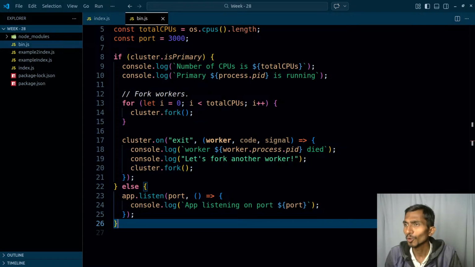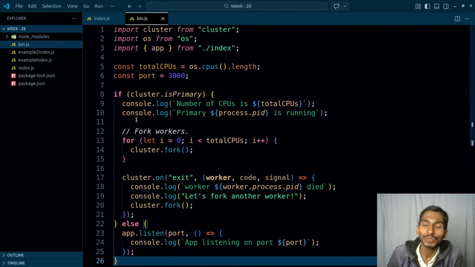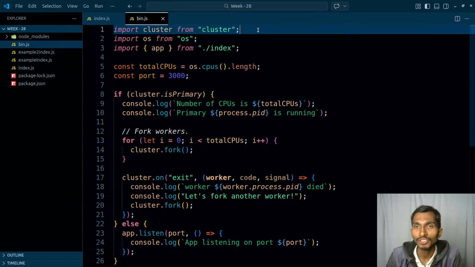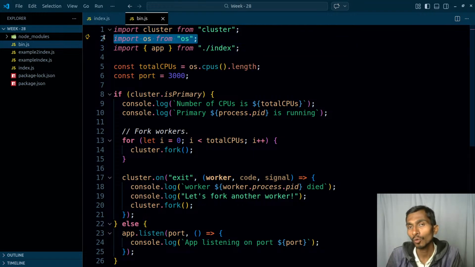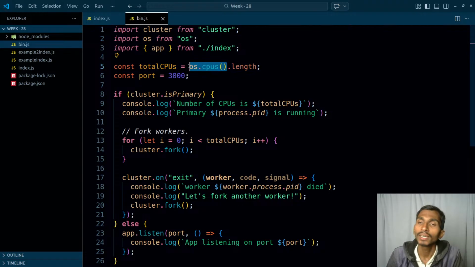Alrighty, so I hope it's clear now. Okay, so this is the simple thing. I have my cluster over here, I have my OS over here. OS comes from os, of course, and this is a natively available package, and with the help of this os I can know about the CPUs of my PC. So os.cpus gives me the array of all the CPUs, and I can simply get the length.